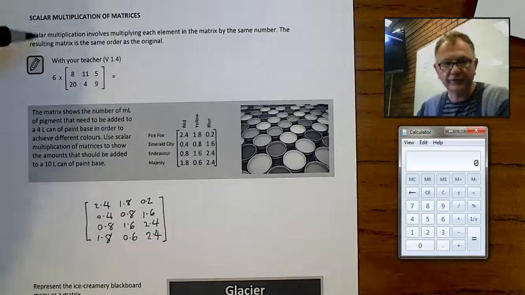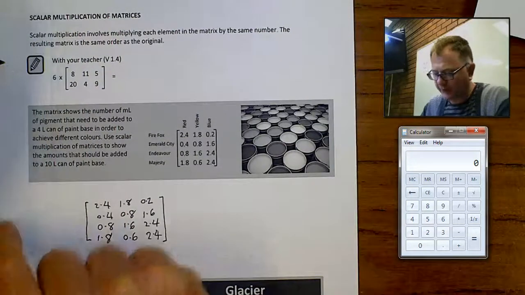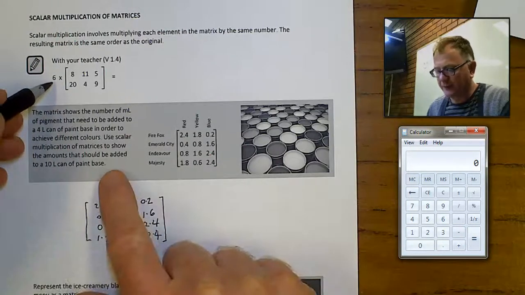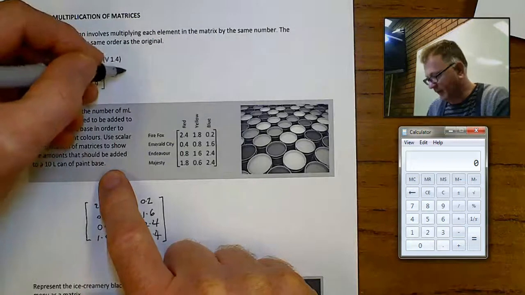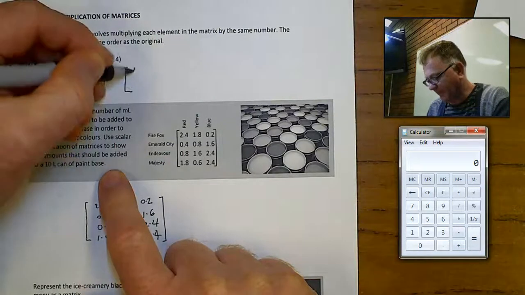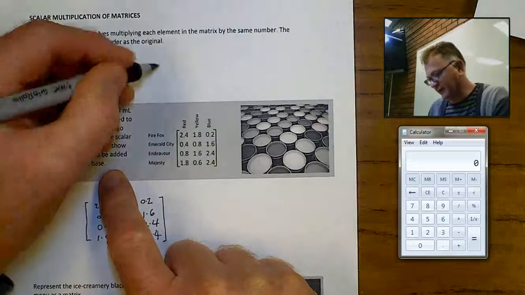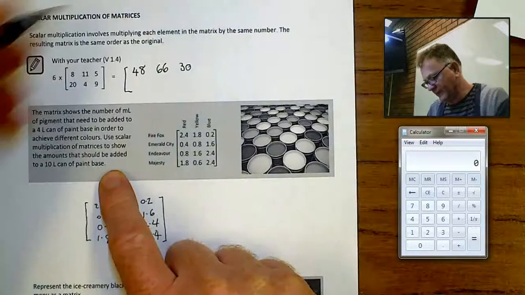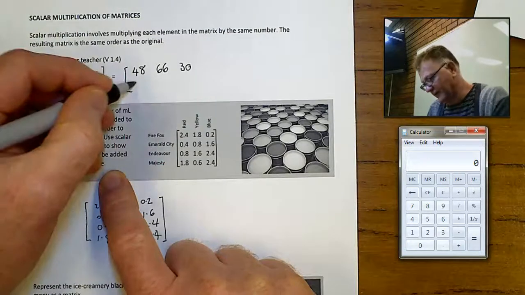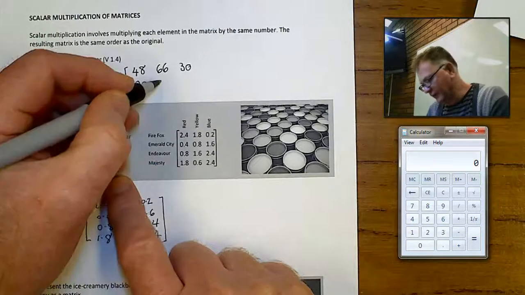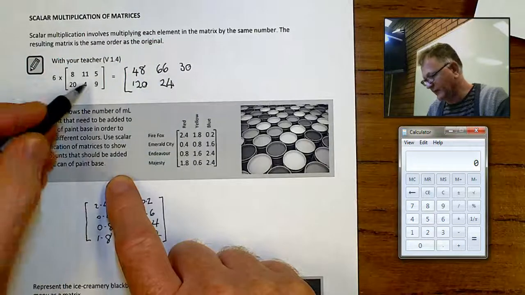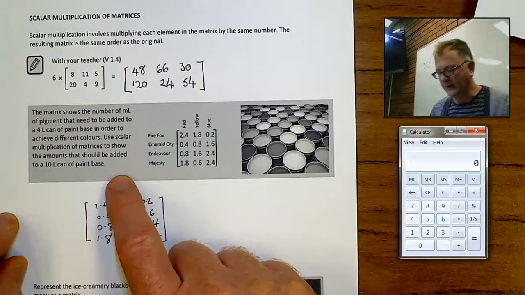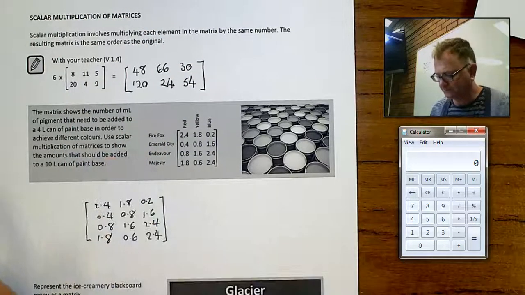With scalar multiplication of matrices, each element is multiplied by the same thing. Here we're multiplying a matrix by the number 6, so we just have to multiply 6 by each element. So it's 6 eights, 48, 6 elevens are 66, 6 fives, 30, 6 twenties are 120, 6 fours are 24, and 6 nines are 54. That's scalar multiplication.